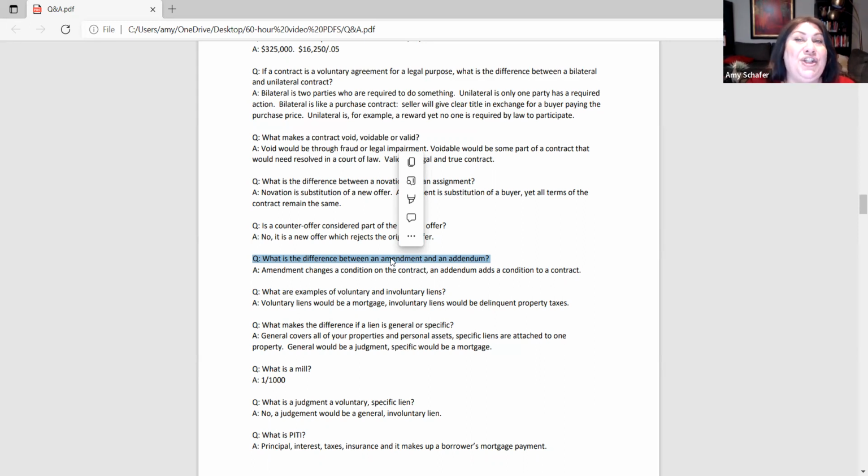An amendment would change something. Maybe the closing date, you all agree that it's not probable that you're going to be able to close on that date because of an issue. You would change that date because of an amendment.